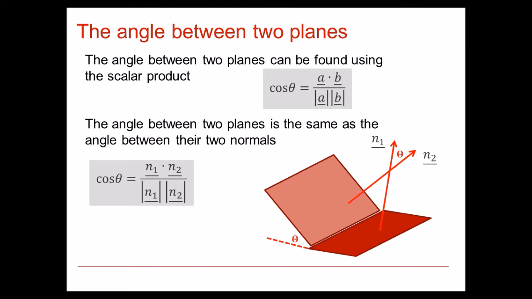The angle between two planes can be found using the scalar product, rearranged to the form cos theta is A dot B over the magnitude of A times the magnitude of B. If we look carefully at the diagram, we can see that the angle between the two planes, which is theta, is exactly the same as the angle between the two normals, which will also be theta. So cos theta is normal n1 dotted with normal n2 over the product of the magnitudes of those normal vectors. This will give you the angle between the normals and therefore the angle between the two planes.